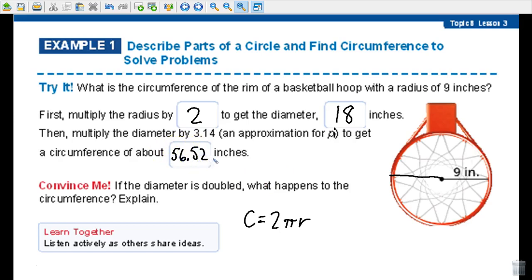56.52. So why is it about inches and not a certain number? It is because we are rounding pi. We're not clicking the pi button. It says use 3.14. So 3.14 times 18 is about 56.52. Well, it's exactly 56.52, but this is a rounded version of pi.